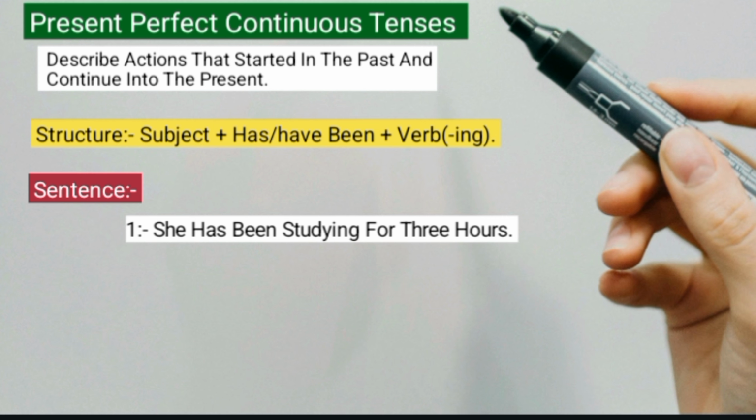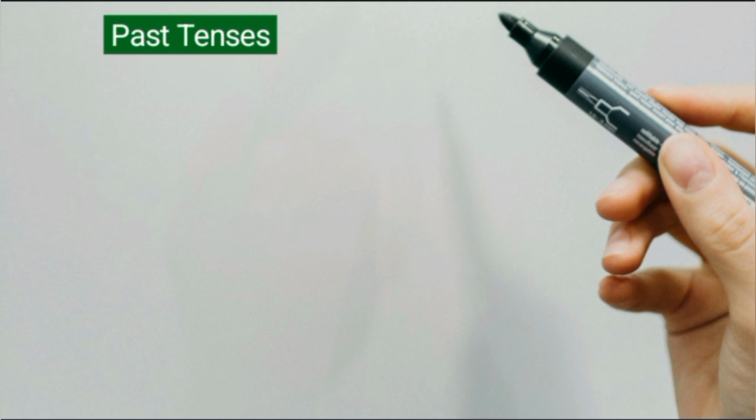Here in this sentence, she is studying in the present. But with "for 3 hours," it means she started studying in the past. So this action started in the past and she is still studying in the present. Past tenses.